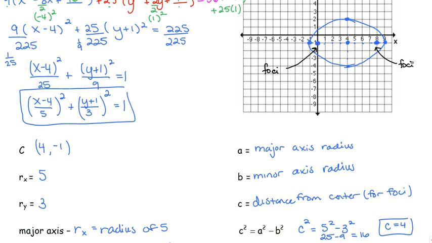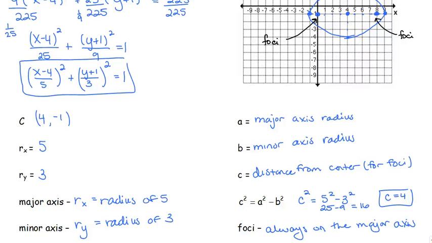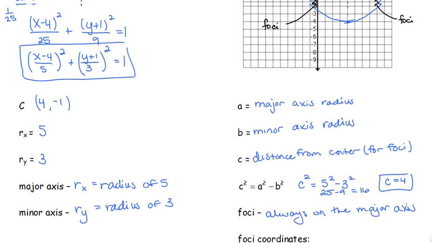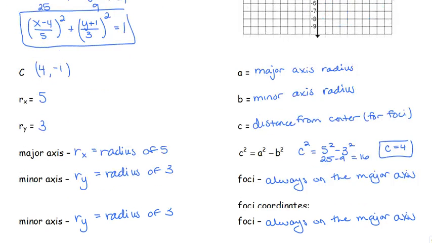And yes, you have to include this in all of your graphs. So we have to give those foci coordinates. We can see right here that this one is at 8, negative 1, and that's at 0, negative 1.